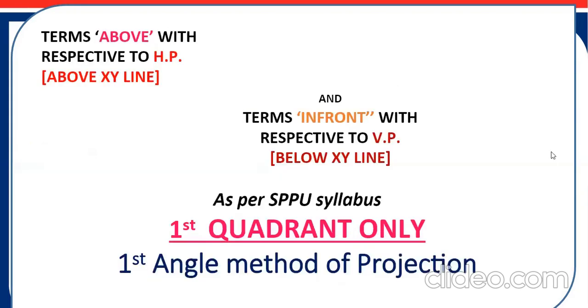The term "above" is related to the HP, meaning above 20 mm, above 50 mm, above 30 mm. And the term "in front of" is related to the VP, the vertical plane, whatever the dimension given. As per the syllabus, we are using the first angle method of projection, so the first quadrant only.